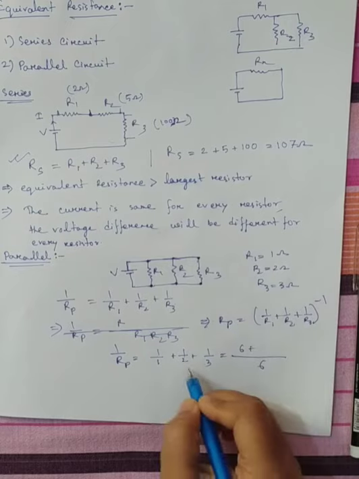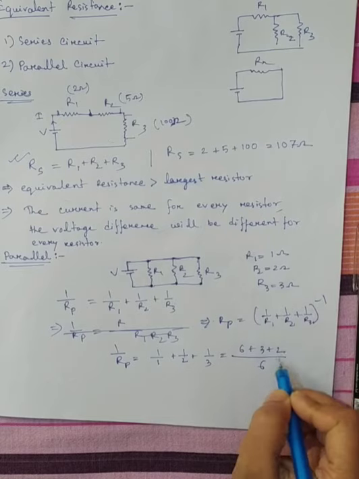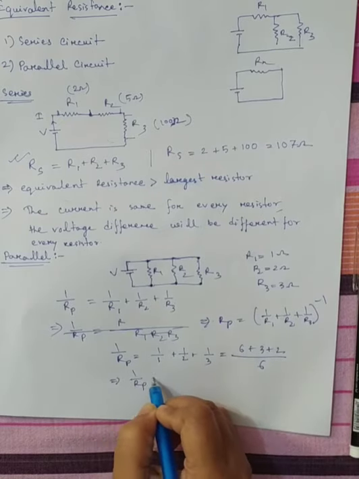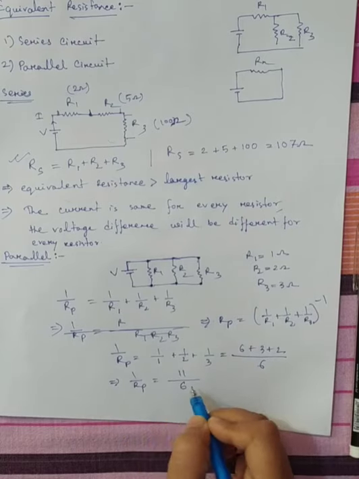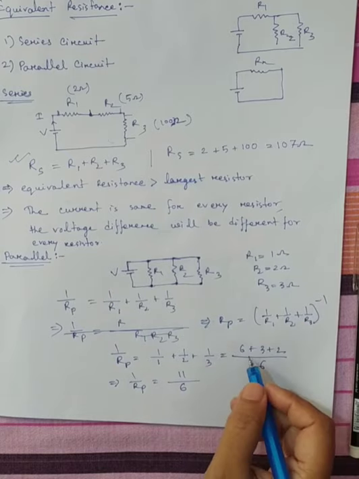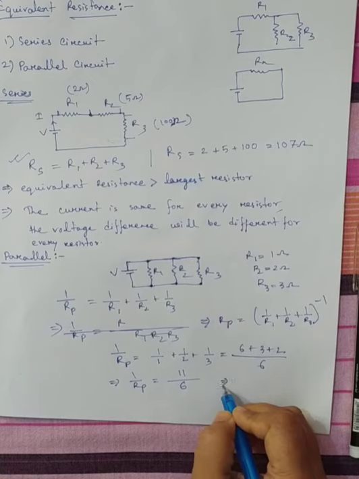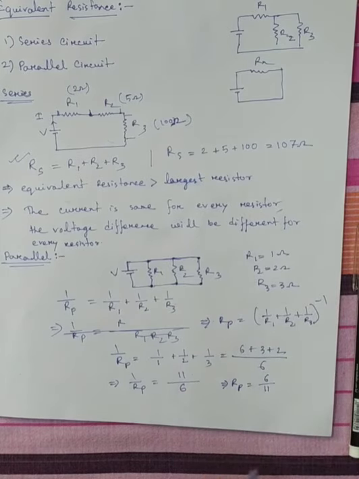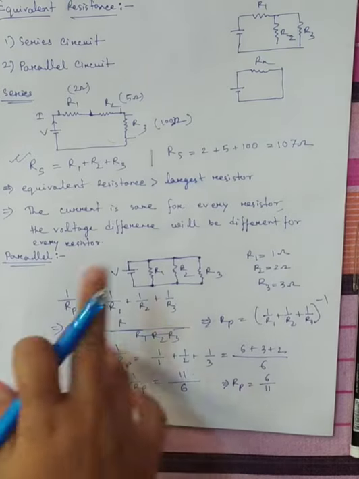6 plus 3 plus 2, then 1 by Rp equals 11 divided by 6, 11 by 6. Then what will be the value of Rp? The equivalent resistance Rp will be just the reciprocal of this combination. Thus we can measure the equivalent resistance for a parallel circuit.